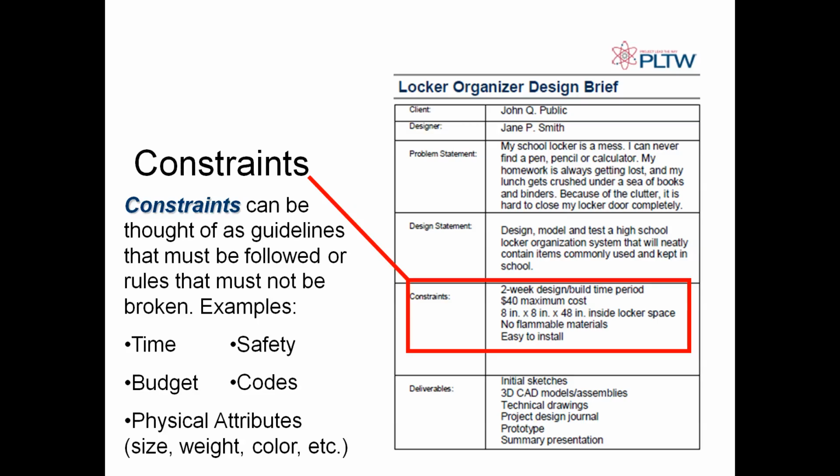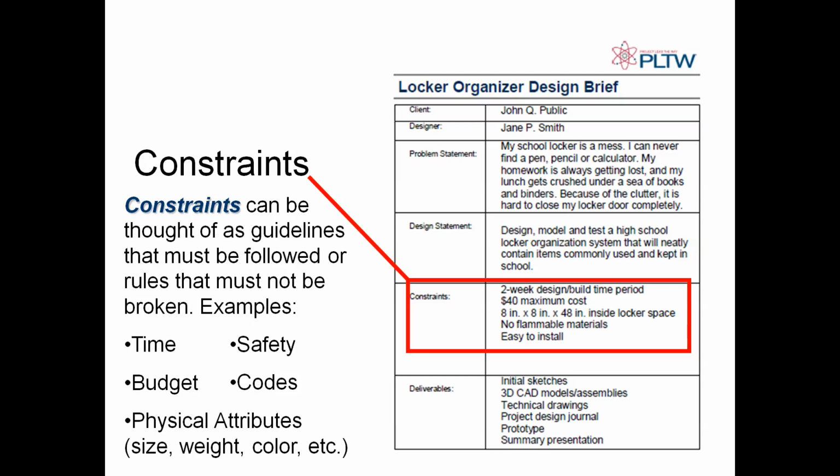So on your sheet, the constraints are basically the guidelines that the engineer needs to follow in order to be successful. Some of the things that you may need to follow are a time schedule, a certain amount of time you're given to do this project. You might have a certain amount of money you can spend. Is there anything you have to worry about, like safety or building codes? Are there certain physical attributes we're looking for? Does it need to be a certain size? Is weight an issue? Does it need to be a certain color? Are there other things? So these are things we have to have.